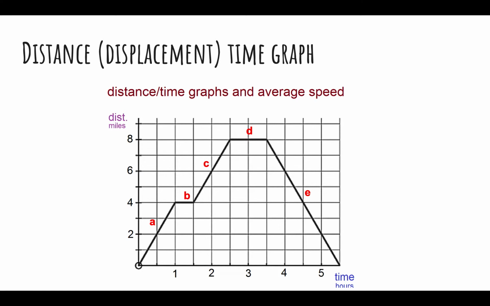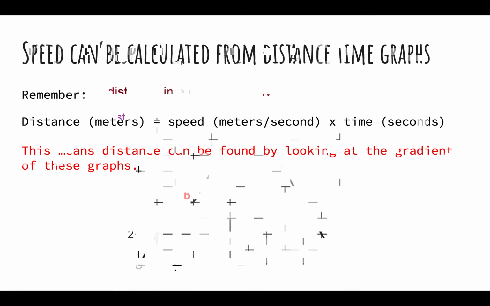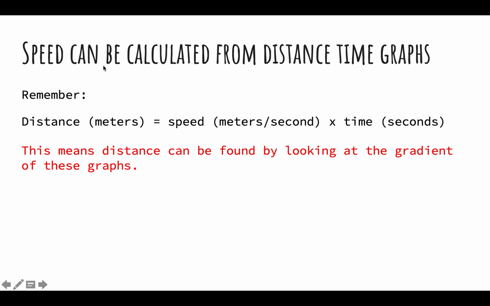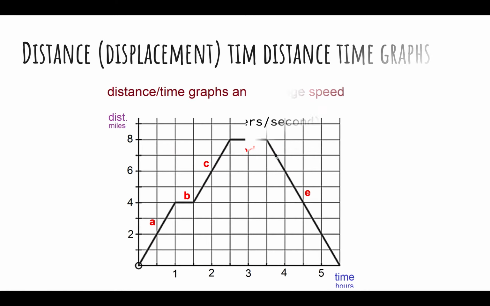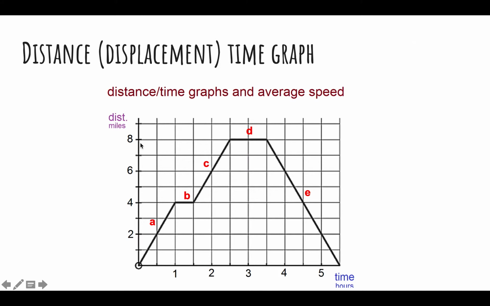Once again, the story of a graph is the story of its gradient. We can calculate the speed or velocity from these distance time graphs. If we remember, distance equals speed times time. So this means that the speed can be found by looking at the gradient of these graphs. In its other arrangement, speed is distance divided by time, and if we go back, you see we've got distance on our y-axis and we've got time on our x-axis.